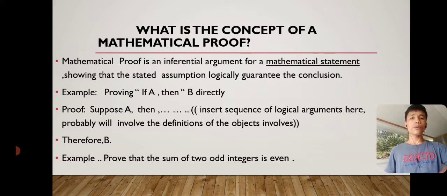For example, proving if A then B directly. Suppose that A, then insert a sequence of logical arguments here, which will probably involve the definitions of the objects involved. Therefore B. For example, prove that the sum of two odd integers is even. We are looking to add two integers, and the answer is even. For example, take the two integers -1 and -3. The sum of -1 and -3 is even, which is -4.